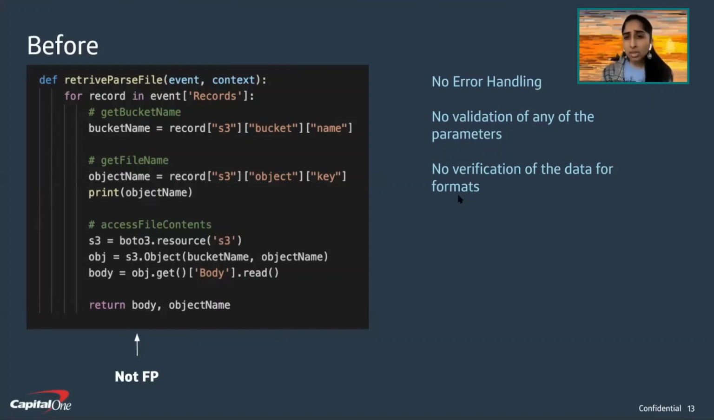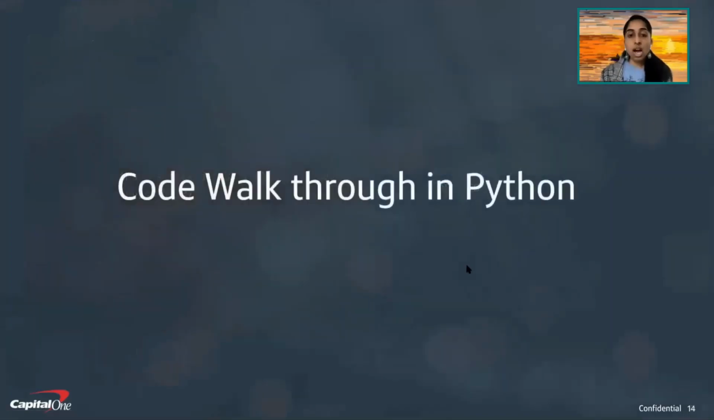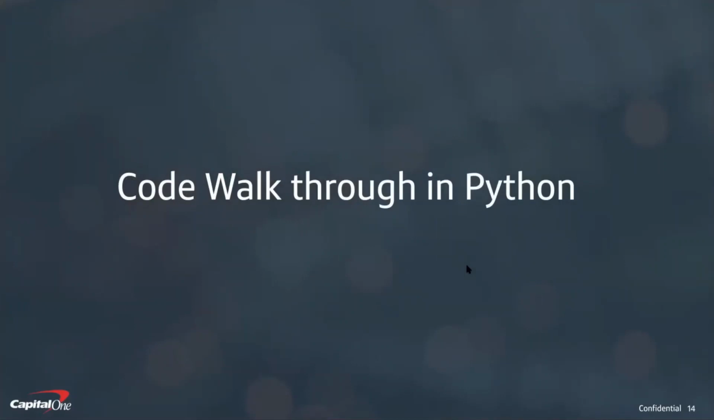I also don't check for the verification of data for any formatting. I don't check if bucket name should be an integer or if object name should be a string. I'm not doing any checks in that case. So now I'll show you how I translated that old block of code through fp-ts. I basically converted it into functional programming.